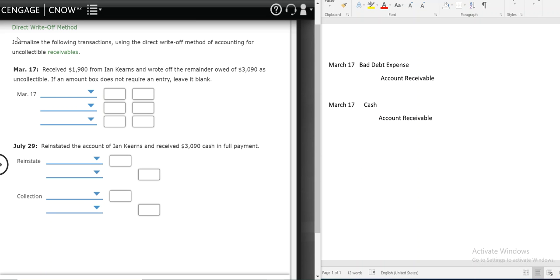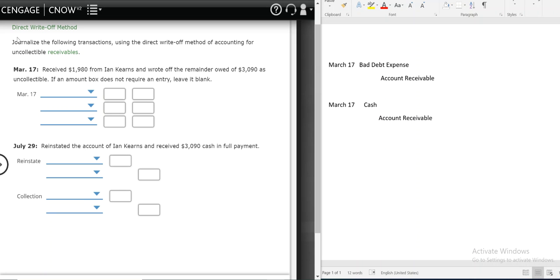Make sure you know all that for true false and multiple choice questions. By the way, with this method we do not use an allowance account. We don't do an adjusting entry at the end of every year to record bad debt. This method does not provide you with information on the net realizable value of receivables. All of those could be questions on the final exam.